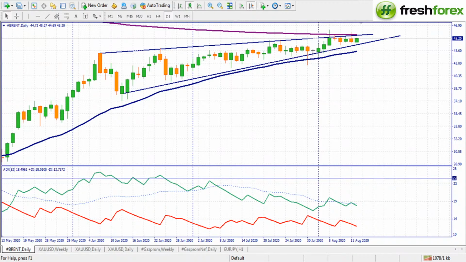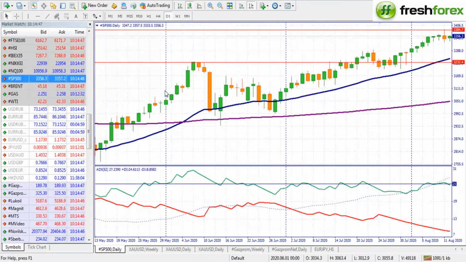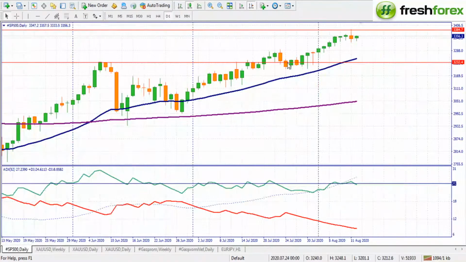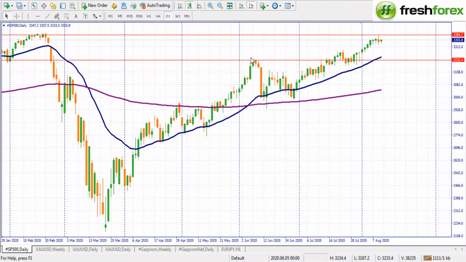So we'll move forward to SP500. SP500, so far, you remember what we said yesterday, we were upwards. We were upwards, irrespective of what is happening now. You can see that we had some resistance here.